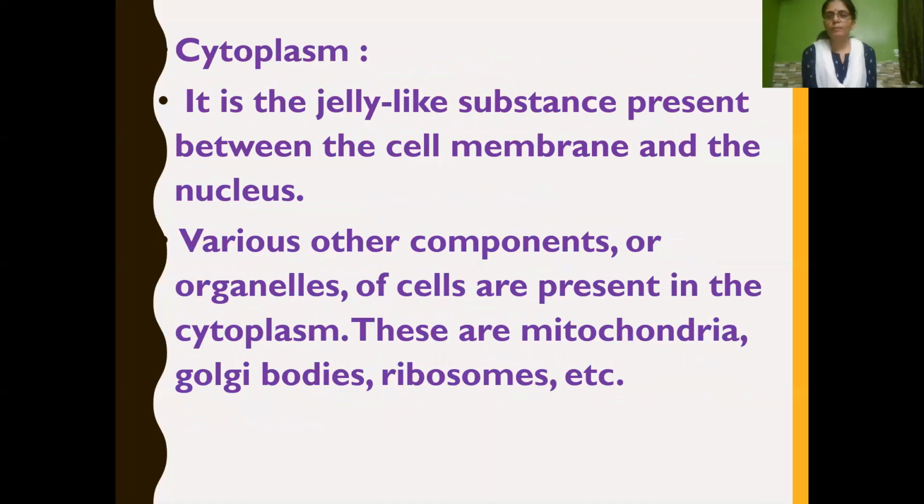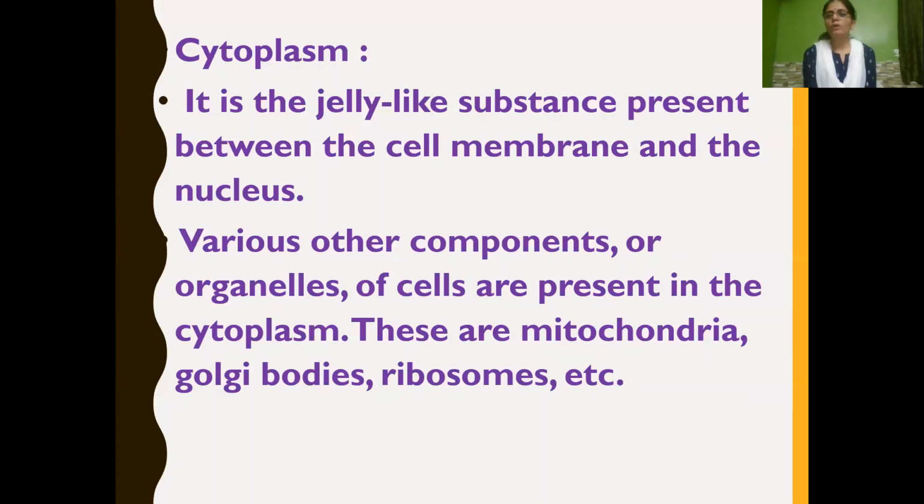And then we have learnt about cytoplasm. What is cytoplasm? It is a jelly-like substance present between the cell membrane and the nucleus. So the jelly-like substance which is present between the cell membrane and the nucleus is called as cytoplasm. And what it does, it provides space for various other components. The various other components of cell are also called as organelles of cells.